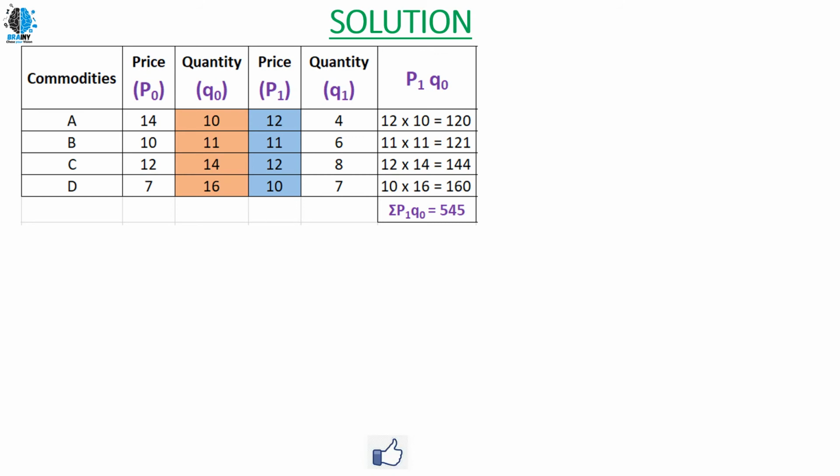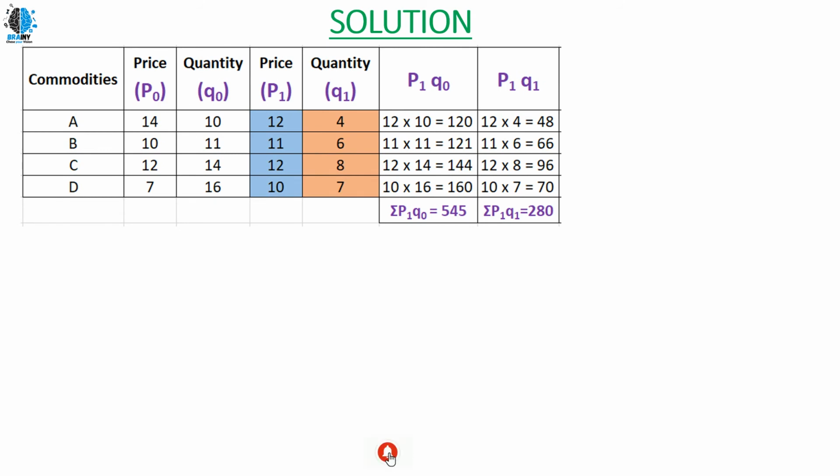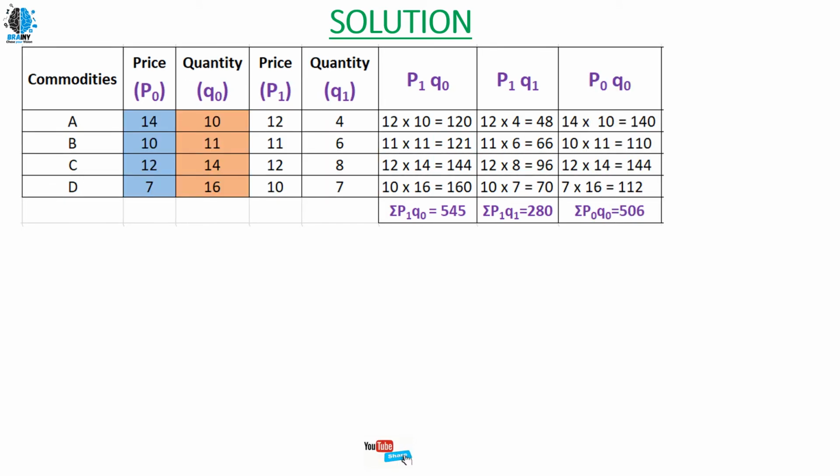This is my first column, P1 Q0. Here I am going to calculate P1 Q0. It is highlighted here, Q0 and P1. I am going to multiply these, and at the end I am going to take the summation. The summation value I will have is 545. Next I will have P1 Q1. I am going to multiply these two, and I will get the summation value 280. Next I will have P0 Q0. I am going to calculate these two columns, and I will get the summation value 506.